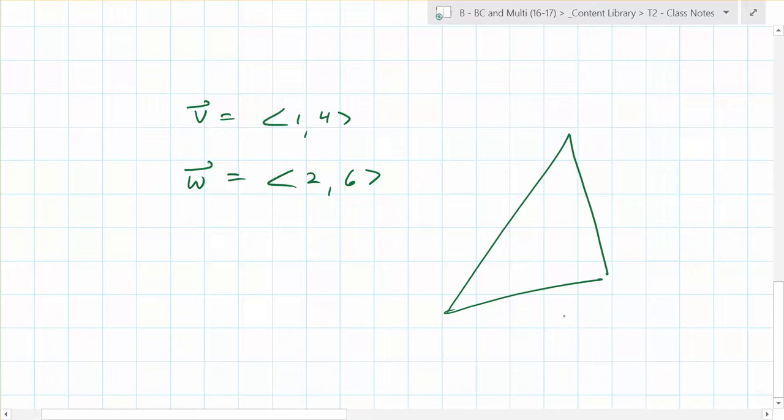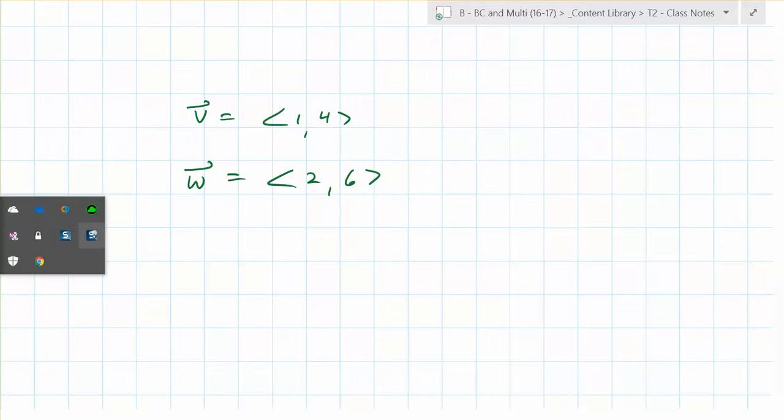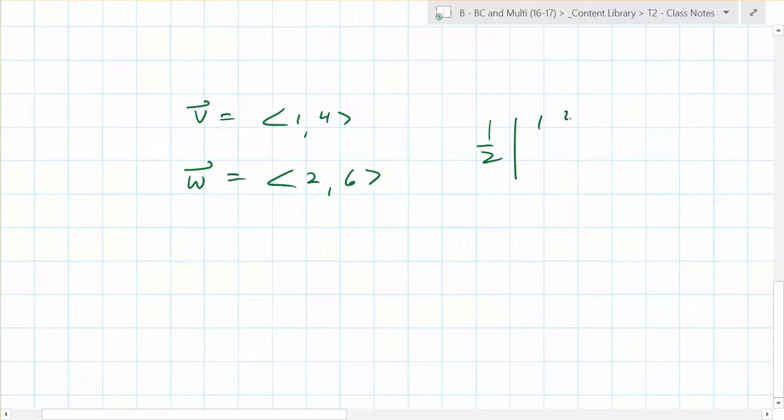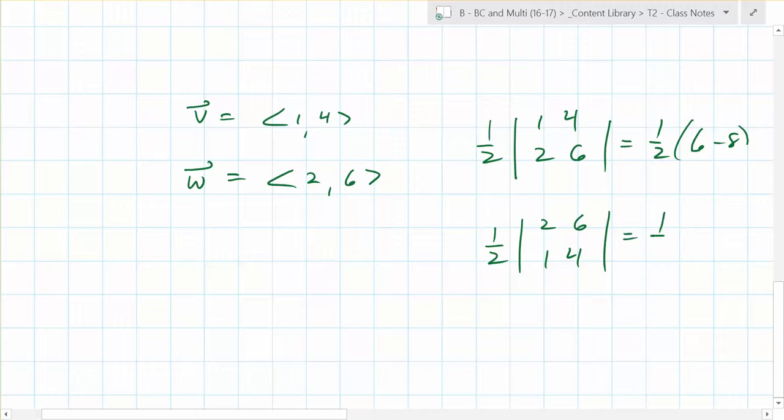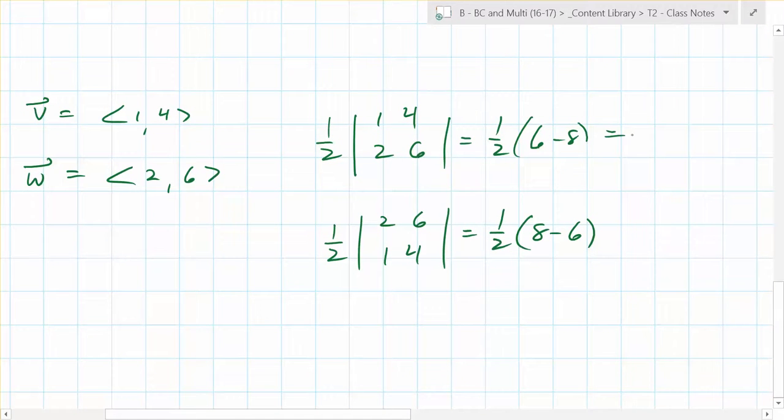What's the area of that triangle? Do not write anything down. How do you find the area of that triangle? It would be 1/2 of 1, 4, 2, 6, or you might have done 1/2 of what? 2, 6, 1, 4, right? What do you get here? 1/2 of 6 minus 8, or 1/2 of what? 8 minus 6. But when you do the determinant, what are you taking? You have negative 1 there, and you have what down here? 1. So you take the absolute value, so the area is going to be 1.